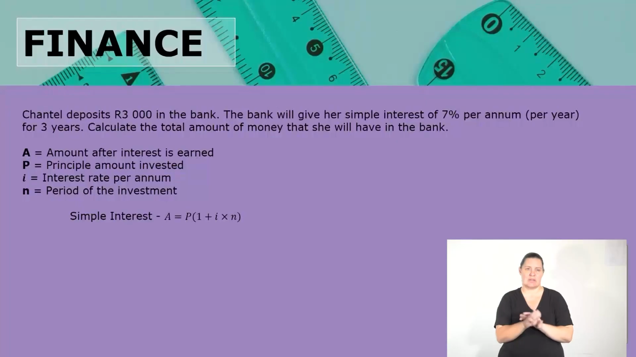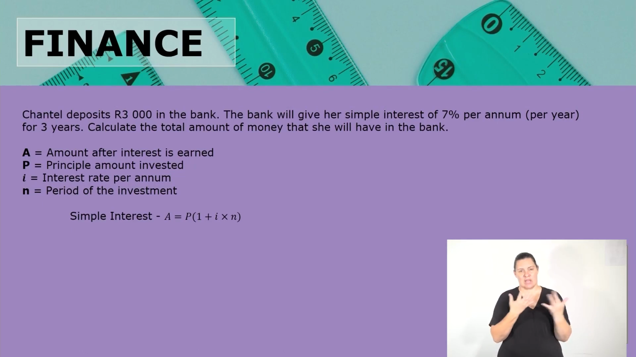So let's see how we can simplify this. We're going to look at the same example. Chantal deposits 3,000 rand in the bank account. The interest is still simple interest, 7% for 3 years. Calculate the total amount that she will have in the bank.